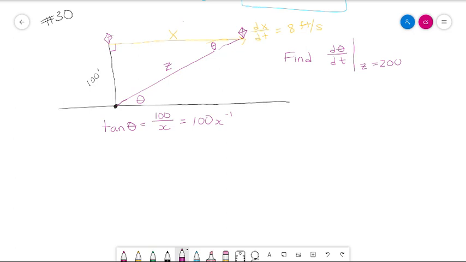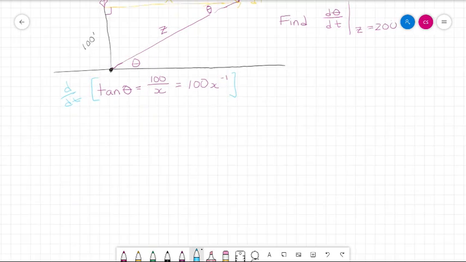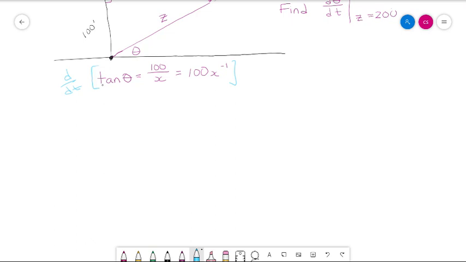Okay, so now what we're going to do is take the derivative with respect to time again, because this whole scenario is a function of time. As more time passes, our angle is going to get smaller and the kite's going to get farther and farther away. So we're going to take the derivative with respect to time of both sides, and we're going to use the chain rule. All right, so what's the derivative of tangent, the outside function?